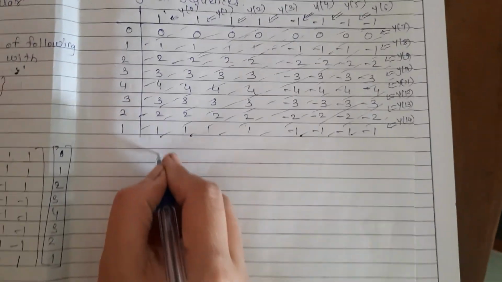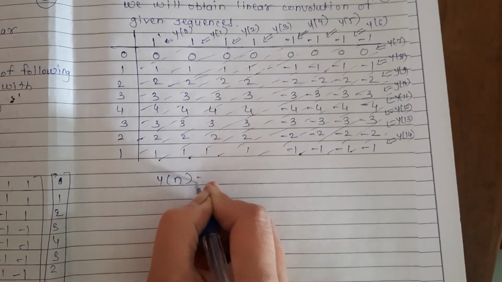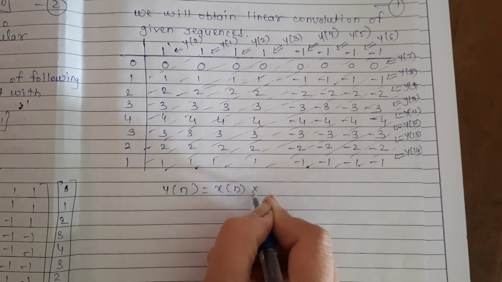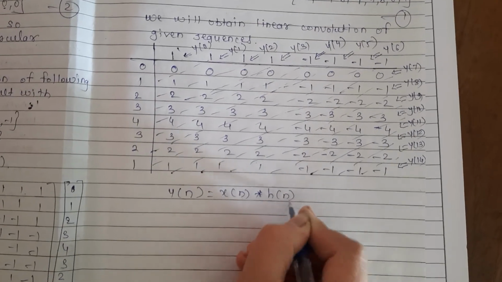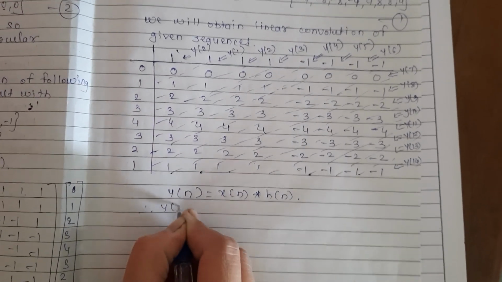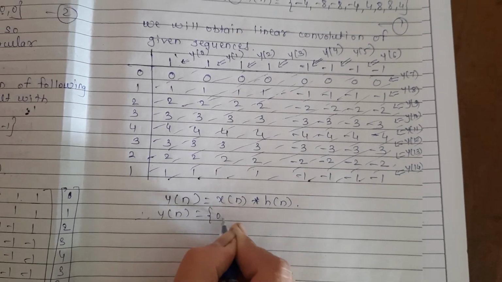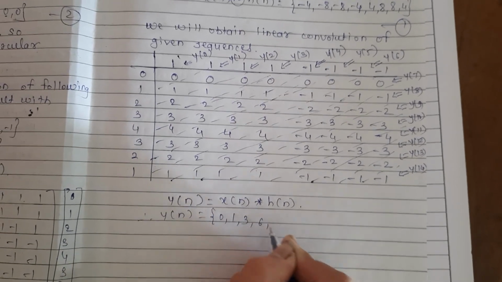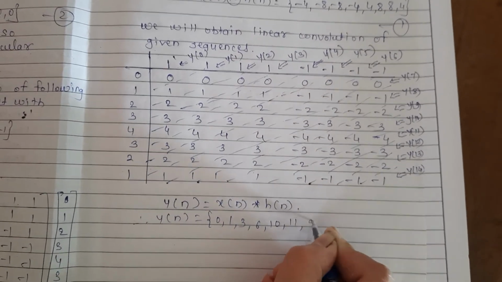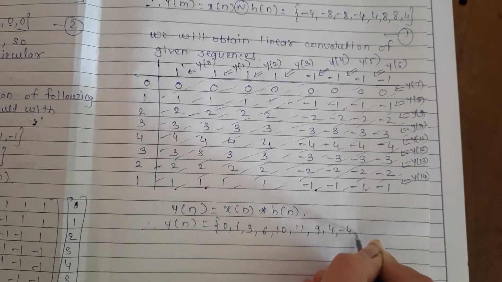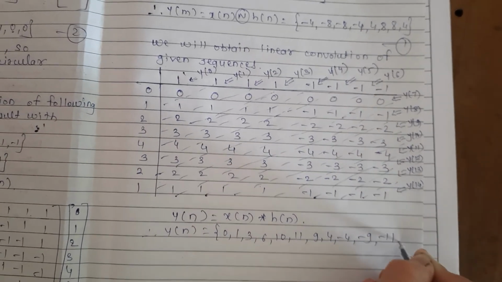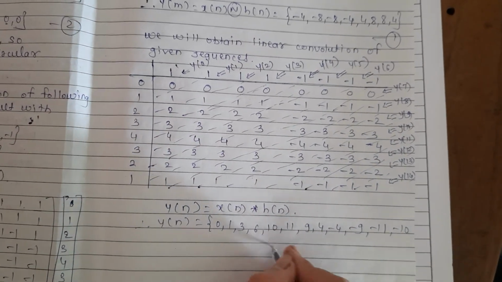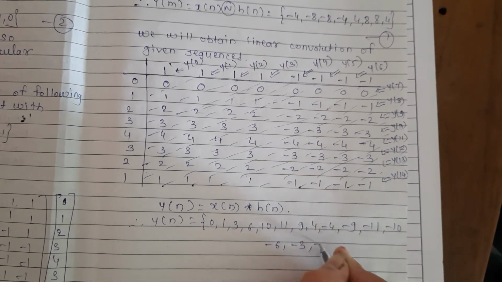So y of n is equal to x of n convolved with h of n. Therefore y of n is equal to 0, 1, 3, 6, 10, 11, 9, 4, minus 4, minus 9, minus 11, minus 10, minus 6, minus 3, minus 1.